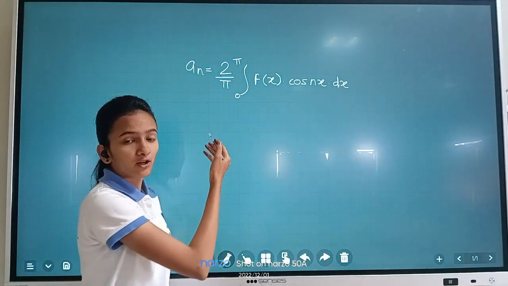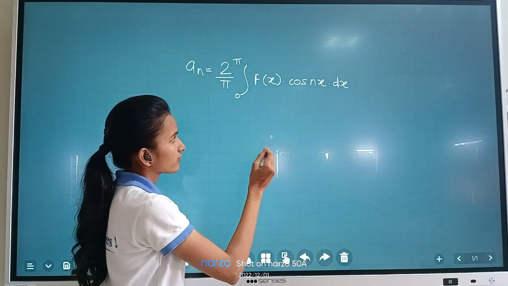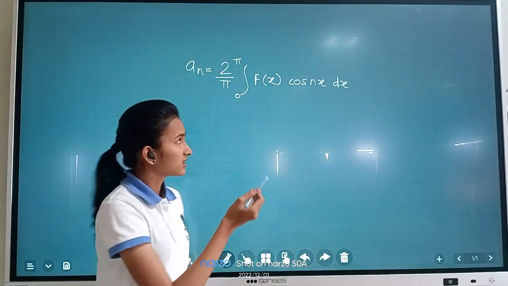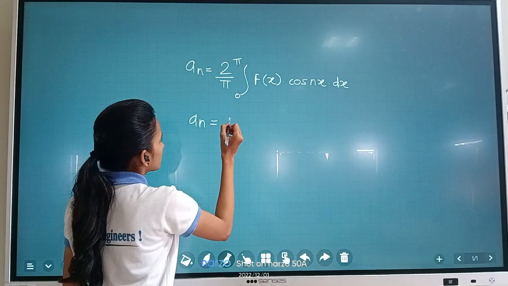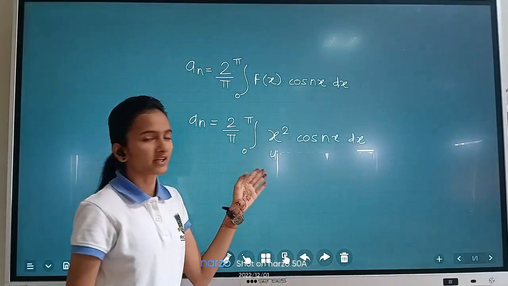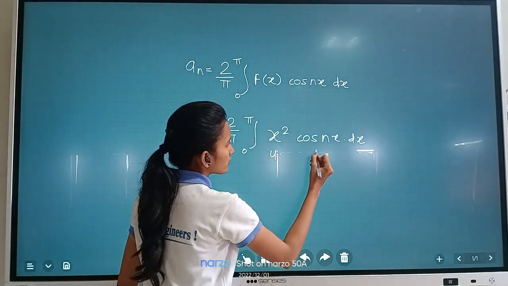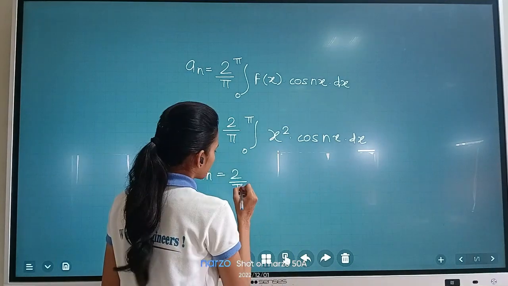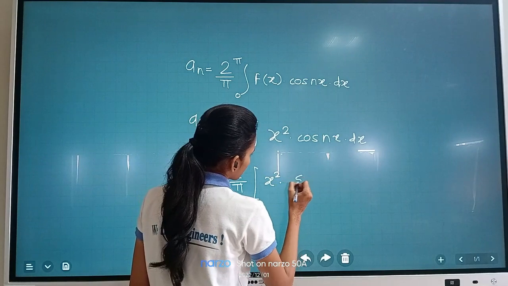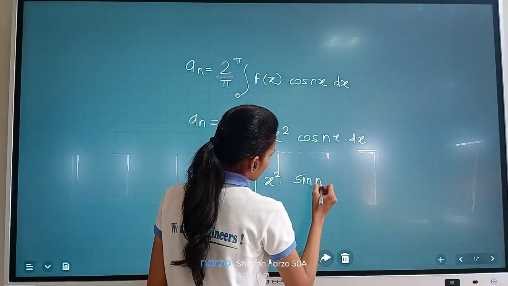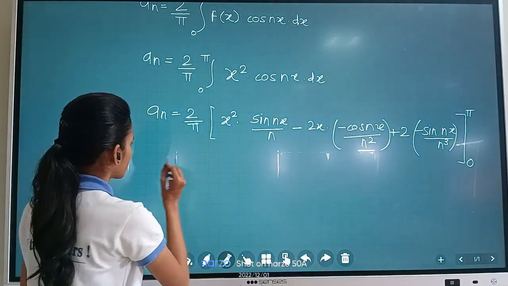So the formula for an is 2 upon pi, integration from 0 to pi of f of x times cos of nx dx. So we put f of x is equal to x square. Solve this integration by Leibniz theorem. So x square will be considered as u and cos of nx will be considered as v. Now I will simply put the limits in the given values.